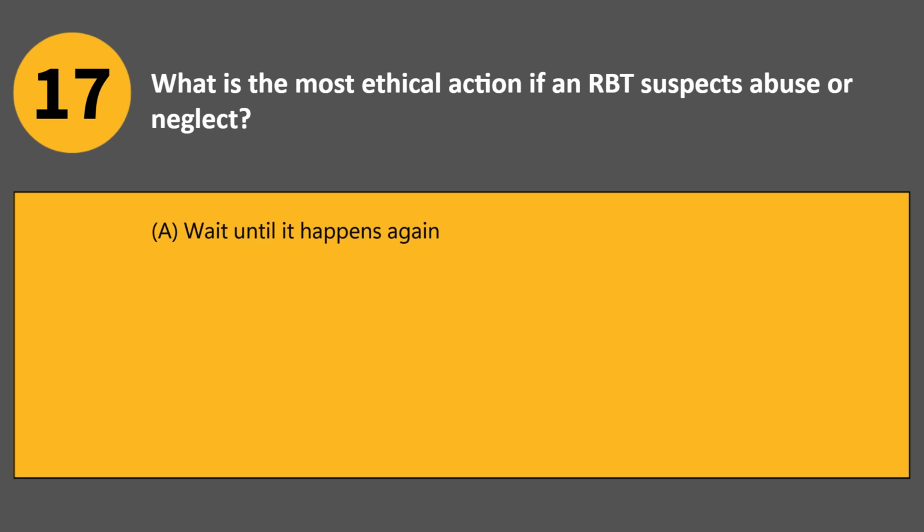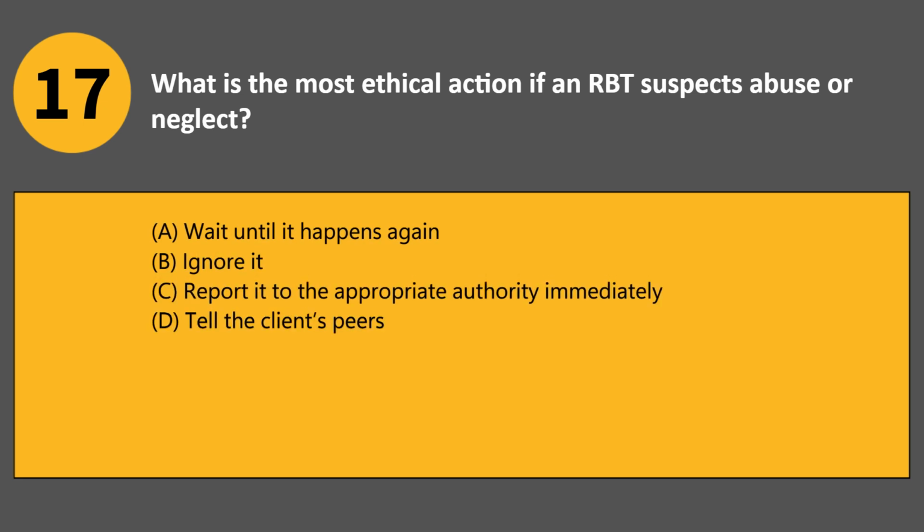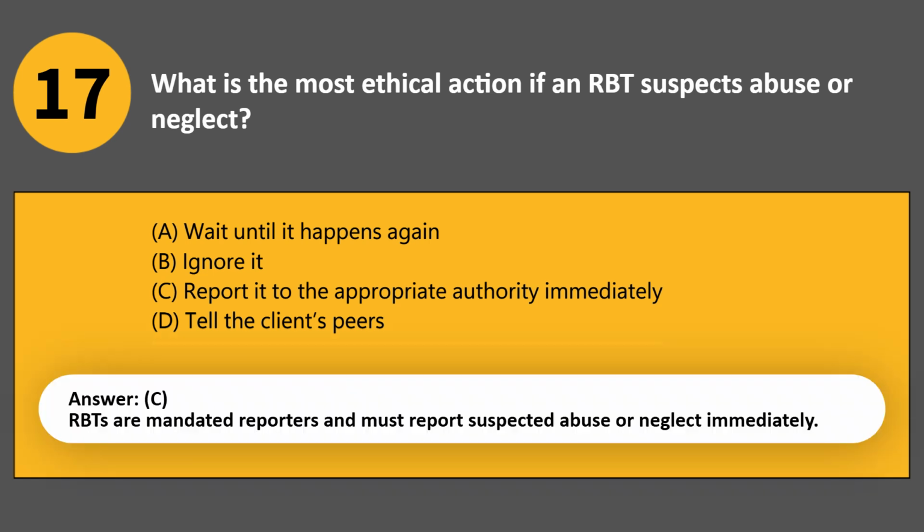What is the most ethical action if an RBT suspects abuse or neglect? A. Wait until it happens again. B. Ignore it. C. Report it to the appropriate authority immediately. D. Tell the client's peers. Answer: C. RBTs are mandated reporters and must report suspected abuse or neglect immediately.